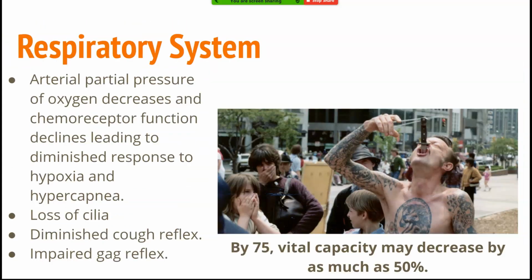By the time you hit 75, your vital capacity is decreased by as much as 50%, right? So whatever you can do now, at whatever age you are, by the time you get to 75, halve it. That means going upstairs is going to be more difficult. It also means coughing, right? We talked about aspiration, and how aspiration is increased as you get older because you have a diminished cough reflex and an impaired gag reflex. So food is just going to go right where it wants to go, with no consideration of your opinions on the whole matter.